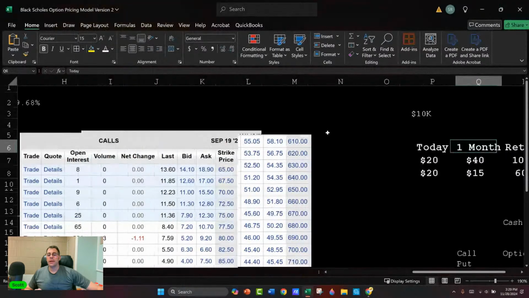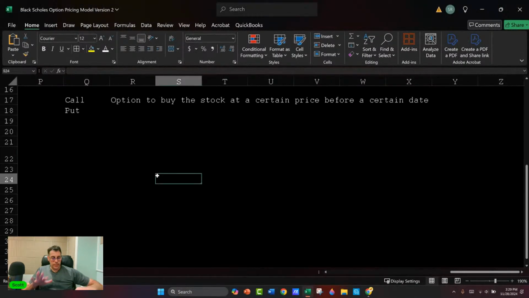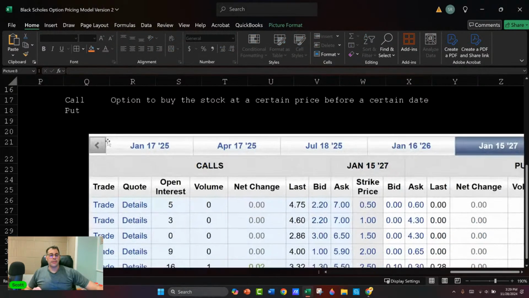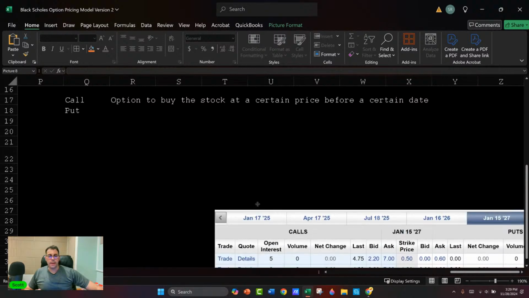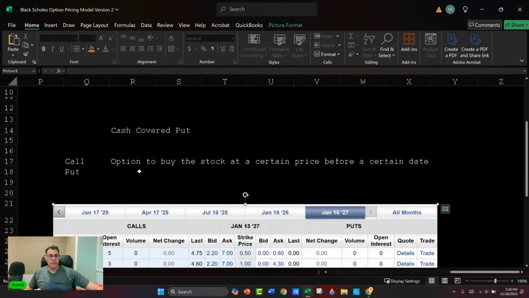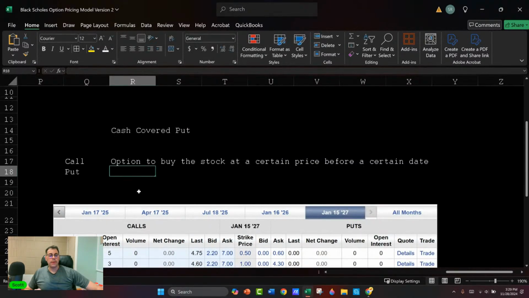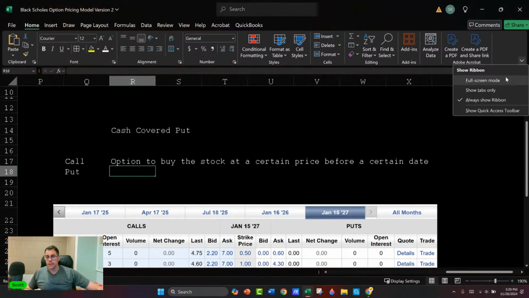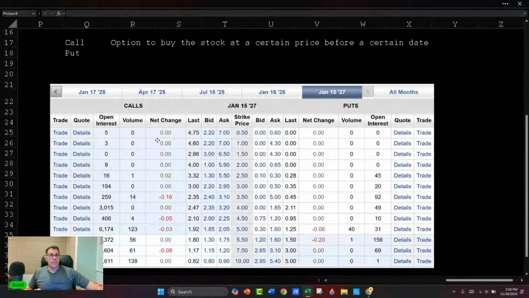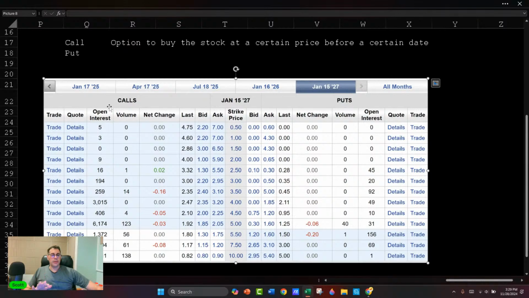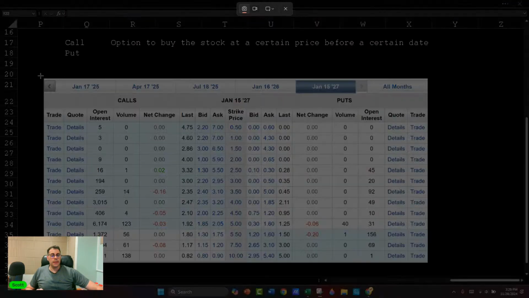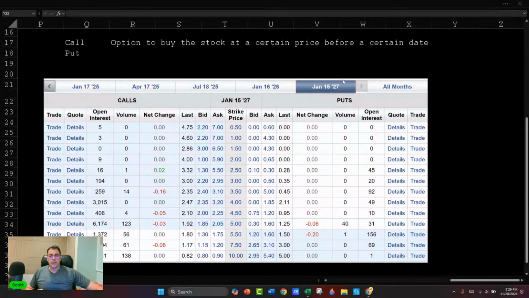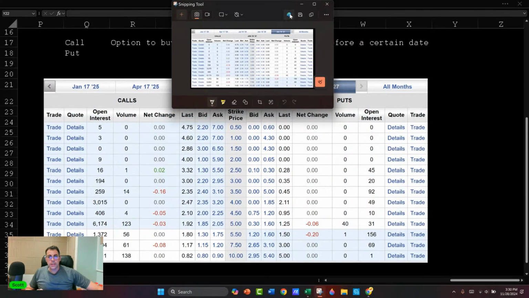Options are actually pretty straightforward once you understand the basics. It could get a little nuanced. So let's see if I could explain it. Okay. So the left side of the table is calls. The right side is puts. Let me change this so it visually shows.